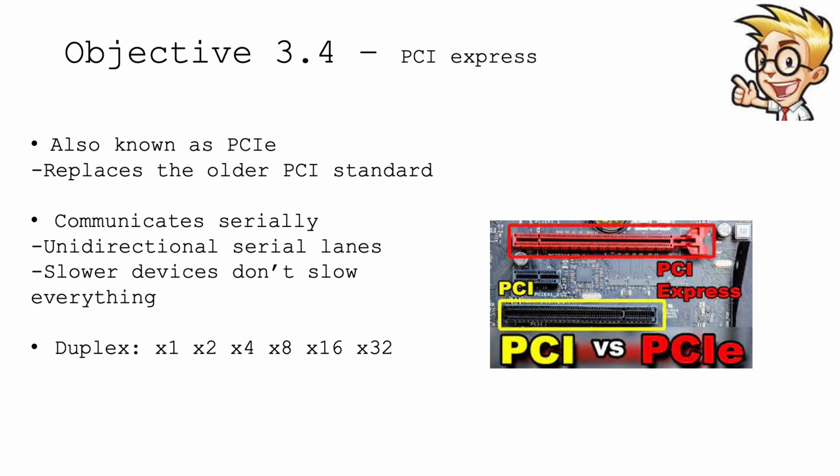Here's another motherboard that has PCI Express and PCI. Take a look at the different format and the sizes. They're going in a different direction. One communicates through serial, unidirectionally, and it's slower. The other does not slow down any devices because of duplexity.